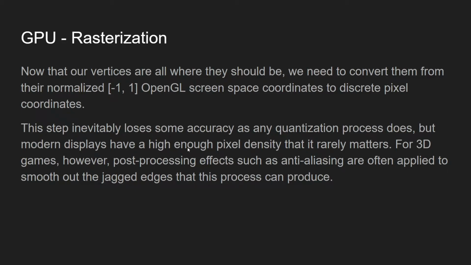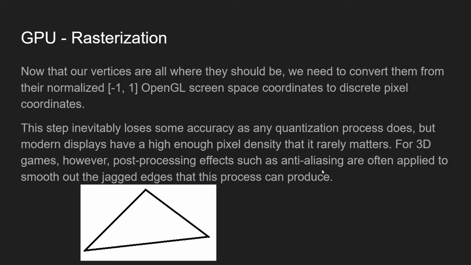But in terms of being able to resolve detail, modern displays have enough pixels that this accuracy loss doesn't really matter. It does look a bit janky though, and so for 3D stuff, there will often be some sort of automatic post-processing effect called anti-aliasing, which takes jagged edges and smooths them out by adding some extra pixels here and there. But we're not going to deal with that.